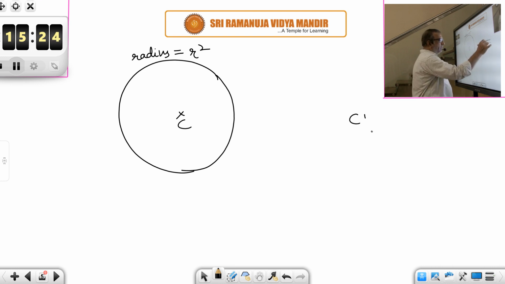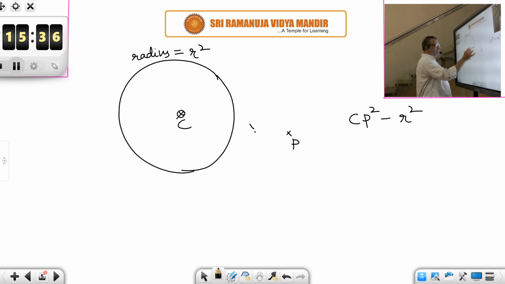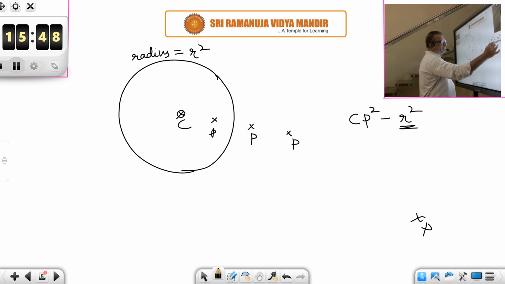What is the definition of power of a point? Cp square minus r square. See, C is fixed because it is center of circle. P you can vary. P you can take outside the circle here, or you can come nearer, you can go inside, you can go far away from the circle. So P can change. C is fixed, P can move. And r square is fixed, radius is fixed. So what is variable here? Only P. So I want to find the point whose power is minimum.